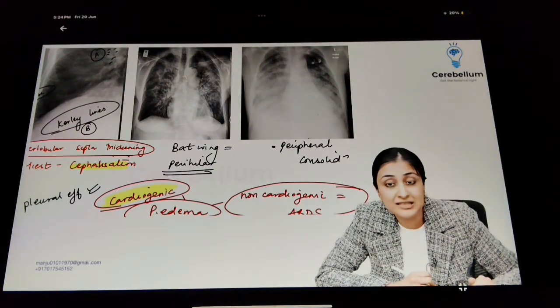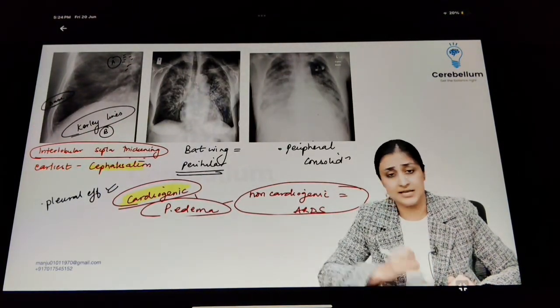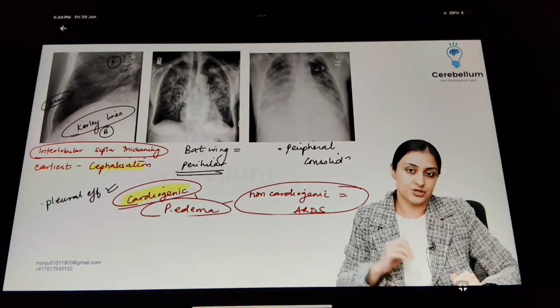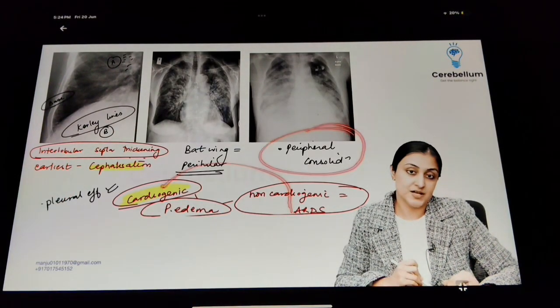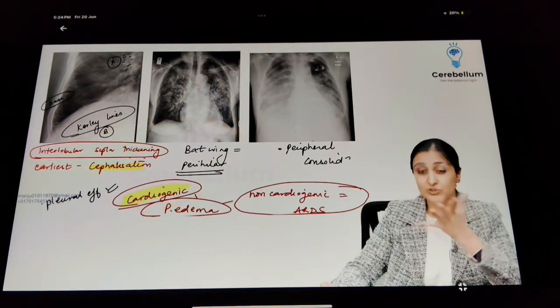Will I ever have curly lines in ARDS? No, there is nothing to do with pulmonary veins. There will be no curly lines. There will be no pleural effusion. So that is what is very, very important. ARDS versus cardiogenic: if you understand the pathophysiology and the concept here, you will not need to memorize it.